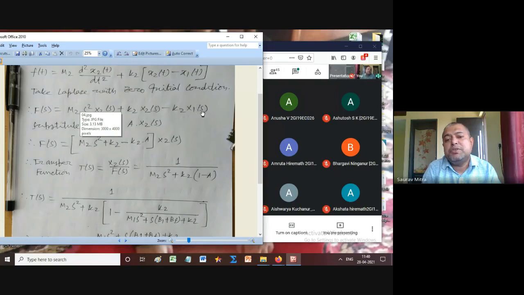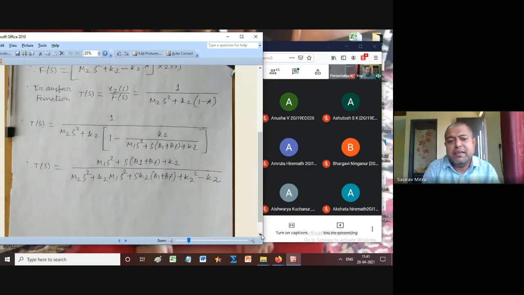Here, substitute x1 is equal to A into x2, that we have done. Then we are finding this as the denominator equation. Write this denominator equation, find x2 by F(s), and finally substitute the value of capital A. So it is 1 minus A, where A is nothing but this big thing.